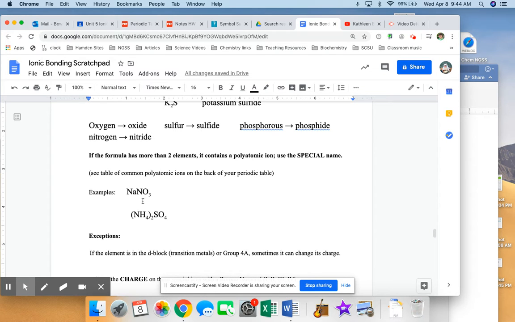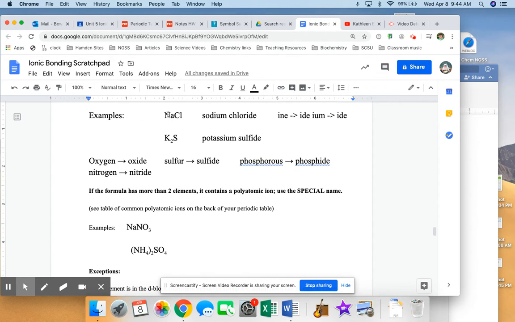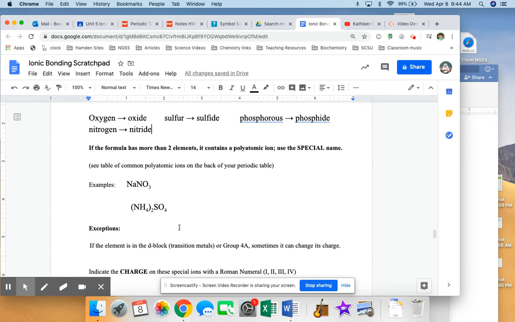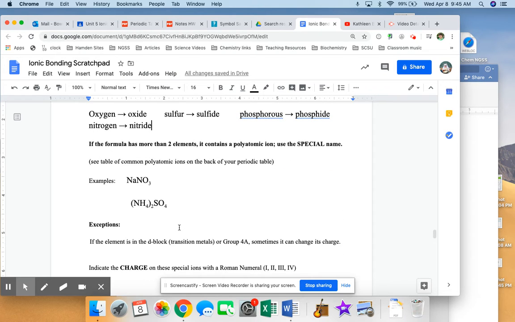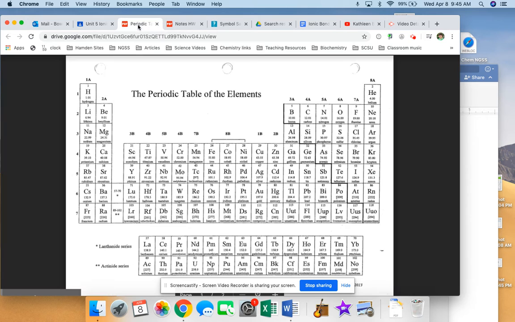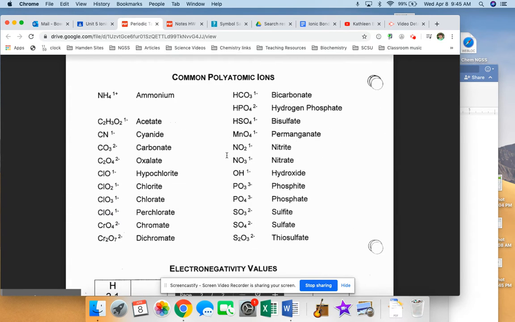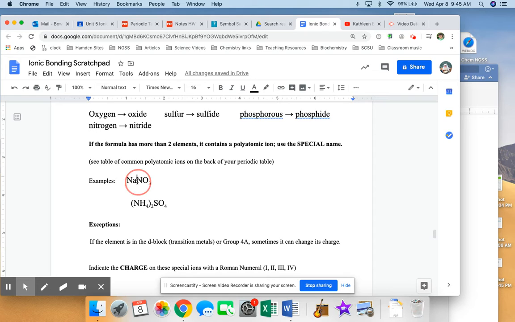If you have a formula that has more than 2 elements, right? This is Na and Cl, K and S. Look, this has Na and NO3. You think, oh no, I can't write 3 names. Does the middle one change? I don't know. You're looking for families. So on the back of your periodic table, you can find all of the families. Hello, families. Polyatomic ion. So NO3 is our family.